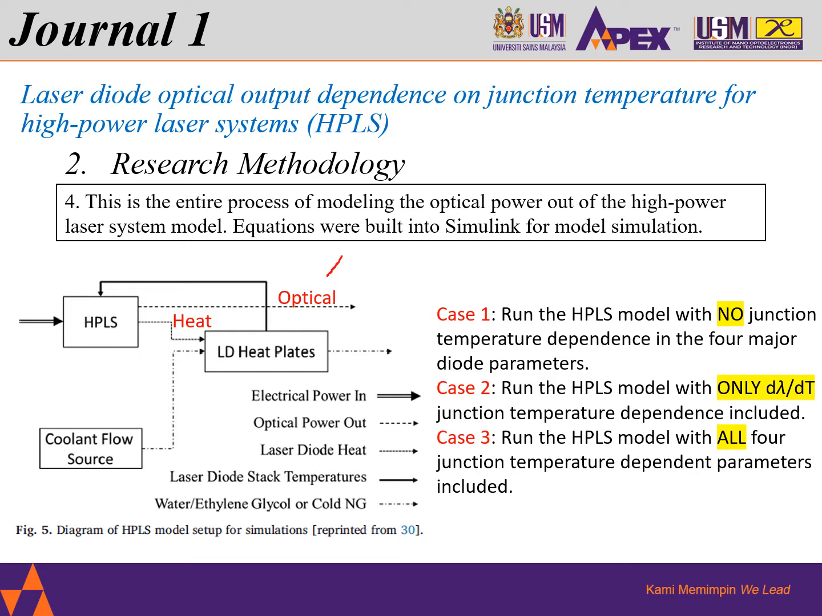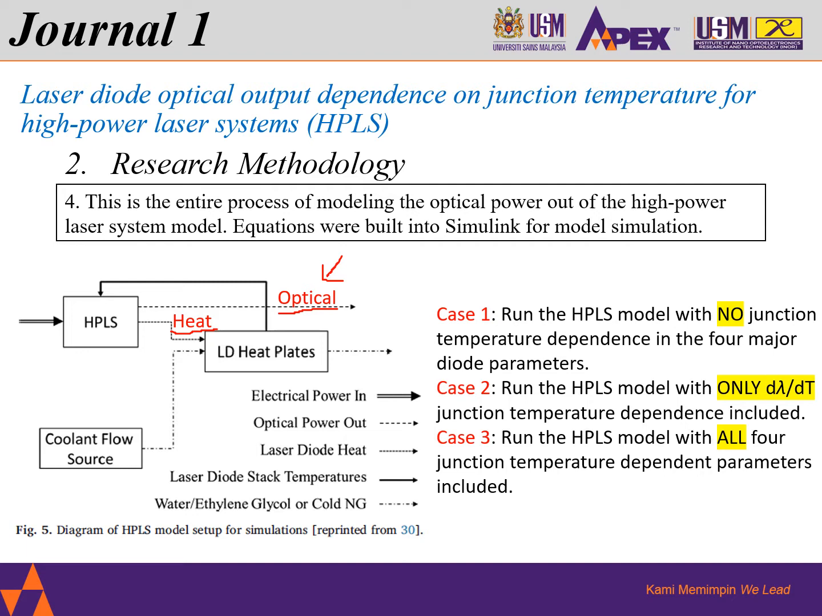This is the entire process of modeling a high power laser system model to simulate the optical power output. The equations that I've shown earlier will be input into this model in a simulation software to simulate the output of the HPLS. You will see two types of output here, optical output and heat output. Those powers that are not converted into optical will be in terms of heat.